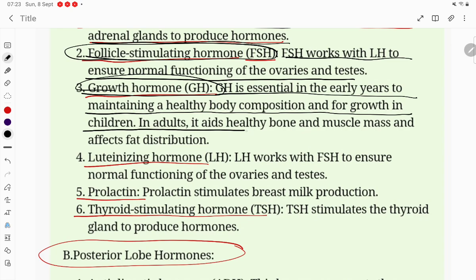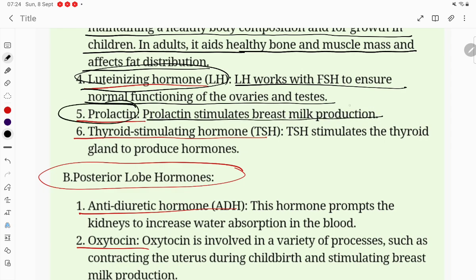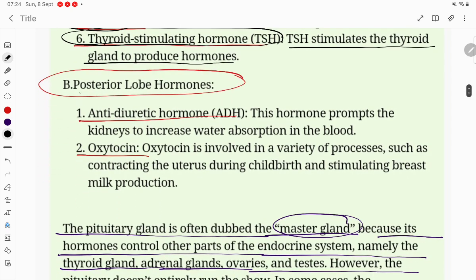In adults, it aids healthy bones and muscle mass and affects fat distribution. Luteinizing hormone, LH. LH works with the FSH to ensure the normal functioning of the ovaries and testes. Prolactin hormone. Prolactin stimulates breast milk production. Thyroid stimulating hormone, that is TSH, stimulates the thyroid gland to produce the thyroxine hormone.